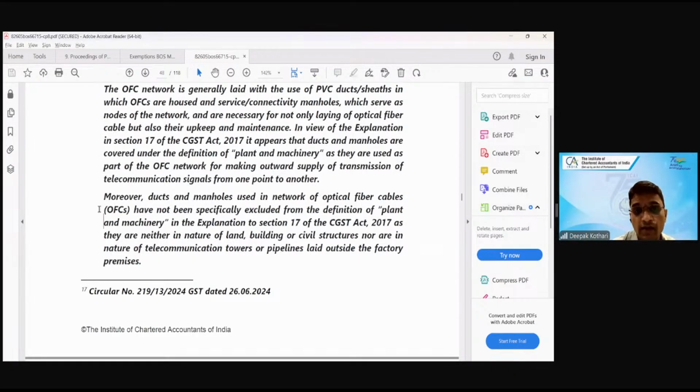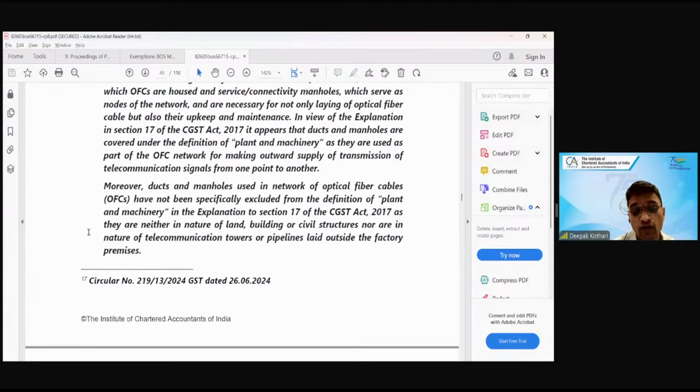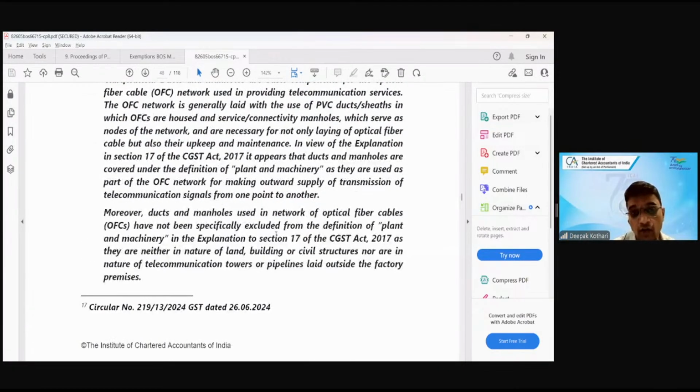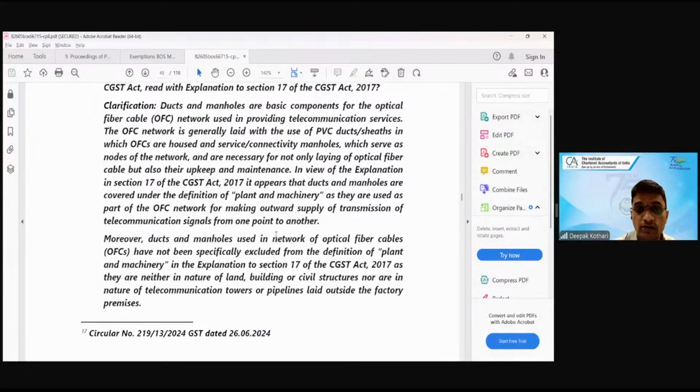Moreover, ducts and manholes used in the network of optical fiber cables have not been specifically excluded from the definition of plant and machinery. So you will get the credit of these OFCs, all the manholes and the OFC cables.